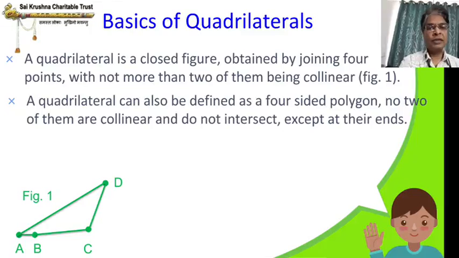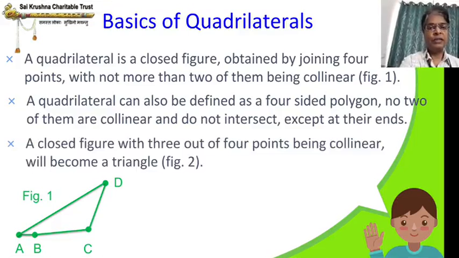One more definition: a quadrilateral can also be defined as a 4-sided polygon, no 2 of whose sides are collinear and which do not intersect except at their ends. So initially we saw the points. Now we are seeing the lines. AB is one line, BC is one line. So AB and BC are not collinear. Similarly BC and CD, CD and DA, and DA and AB. So there are 4 lines. All the 4 lines are not collinear with each other and they also do not intersect with each other except that they meet at the ends. So this is another definition.